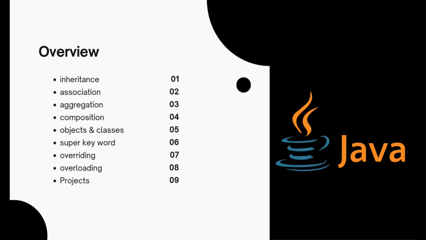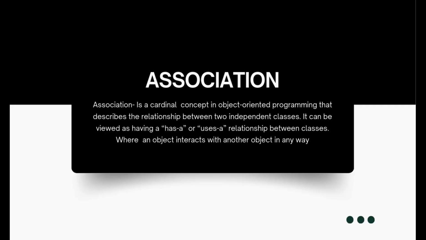So in this video, we'll be looking at association. To start with, what is association? Association is a cardinal concept in object-oriented programming that describes the relationship between two independent classes. It can be viewed as having a "has a" or "uses a" relationship between classes, where an object interacts with another object in any way.